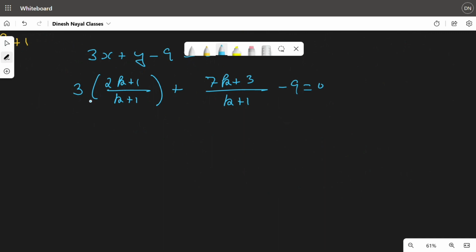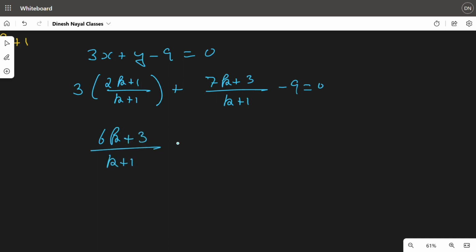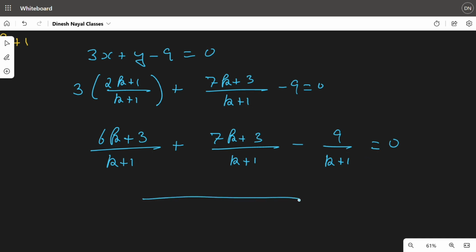So first of all, multiplying 3 with this will be (6k plus 3) upon (k plus 1), plus (7k plus 3) upon (k plus 1), minus 9 upon (k plus 1) equals 0. Now we know that the LCM will be k plus 1 only. So take the LCM as k plus 1. So you write 6k plus 3, plus 7k plus 3, and minus 9.